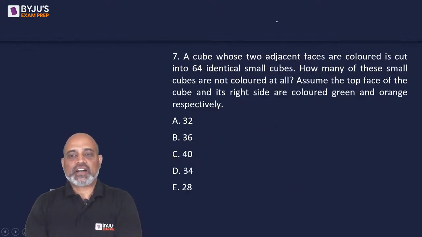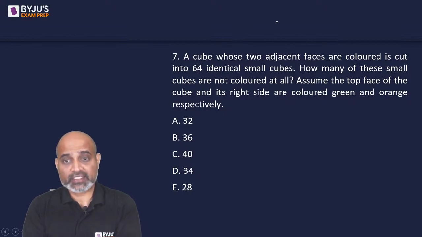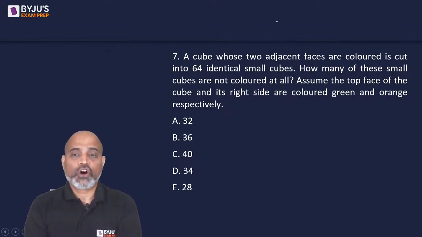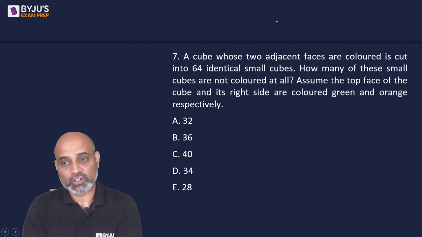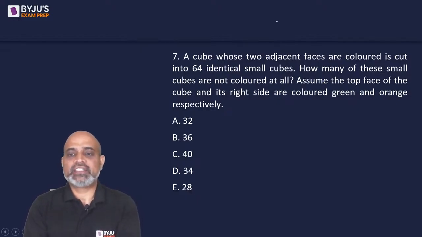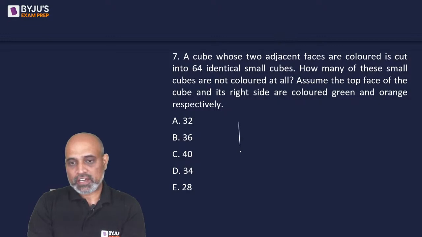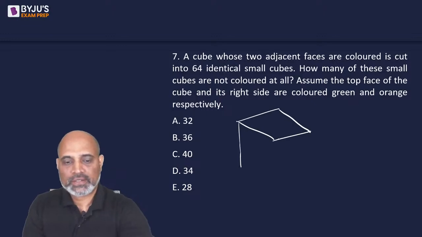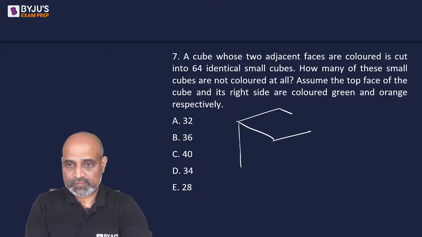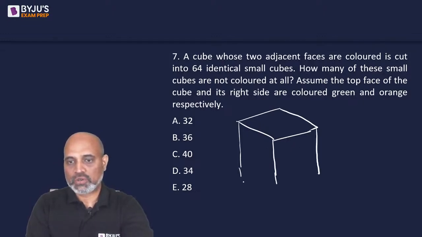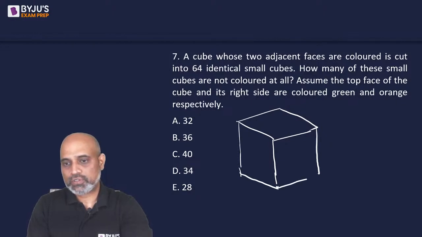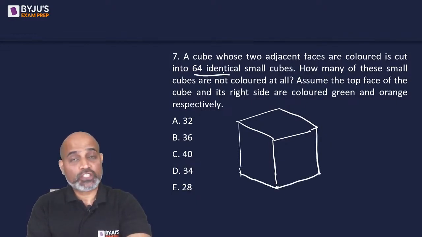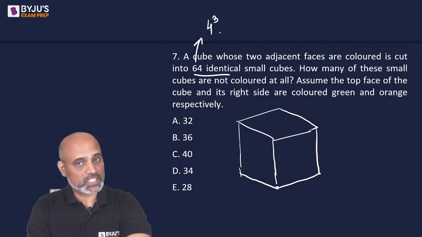Okay, next one. A cube whose two adjacent faces are colored is cut into 64 identical small cubes. How many of these small cubes are not colored at all? Assume the top face of the cube and its right side are colored green and orange respectively. So we are going to have a cube, right? And this cube is going to be cut into 64 identical small cubes. 64 identical small cubes means 4 cubed is 64, right?